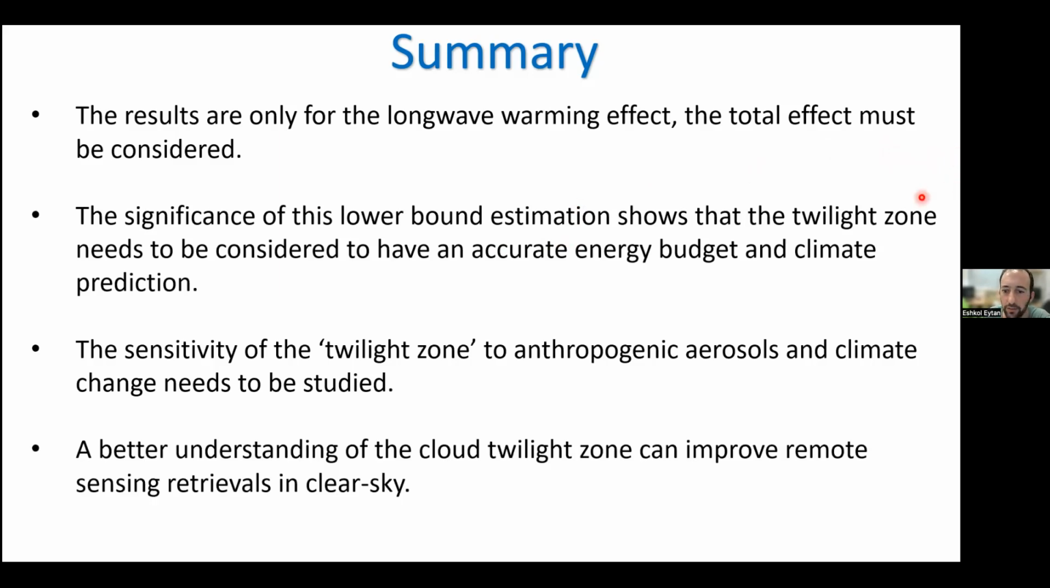And a better understanding of the cloud twilight zone can improve remote sensing retrievals in the clear sky, because the twilight zone is expected to cause biases in those retrievals, as we assume in clear sky that we don't have any cloud interference in the path of the radiation. But if we actually do have some interference from clouds, it can cause biases in the remote sensing products.